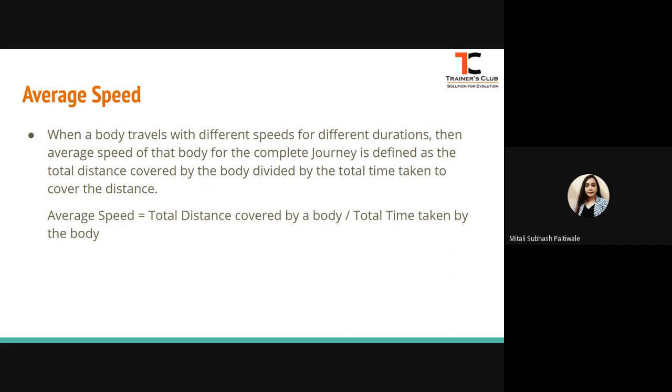When a body travels with different speeds for different durations, then the average speed of that body for the complete journey is defined as the total distance covered by the body divided by the total time taken to cover the distance. If it is asked about the complete journey, then keep in mind that there might be more than two different speeds, or the distance may be more, or even the times may be more. This formula will remain the same. Speed was equal to distance by time, so here as well. Average speed will be total distance covered by a body by total time taken by the body.